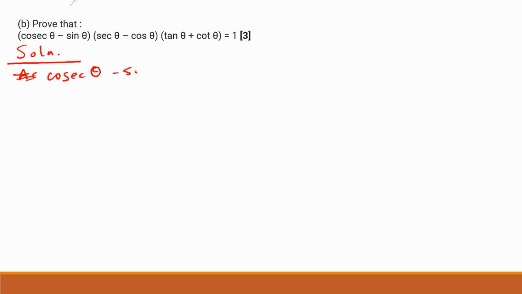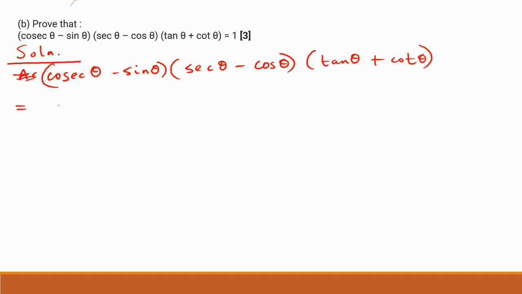Cosec theta minus sine theta times sec theta minus cos theta. We will start from one side and end at the other side, and we should get it as 1. What is cosec theta? Cosec is 1 over sine theta, right? And this is sine theta.